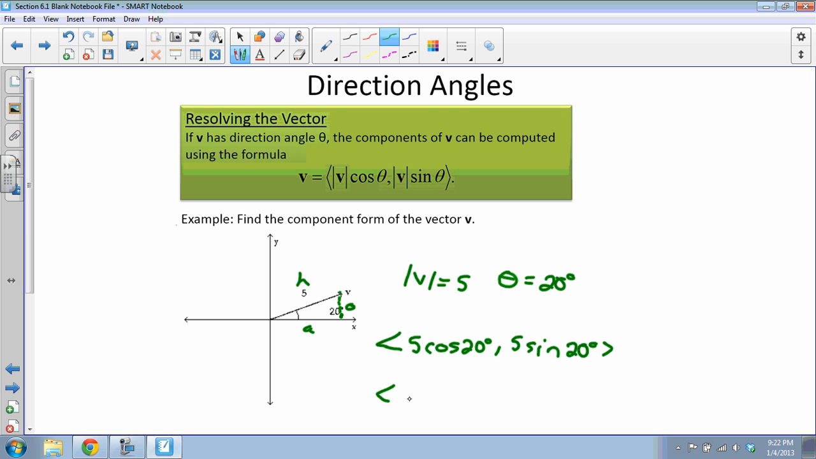If we round to the nearest tenths, this would be 4.7, comma. Again, I'm putting this into the calculator; I'm not making these numbers up. I'm typing in 5 sine 20 and pressing enter, and I get 1.7. So this is the component form of the vector that has a magnitude of 5 and a direction angle of 20 degrees. That's pretty simple.